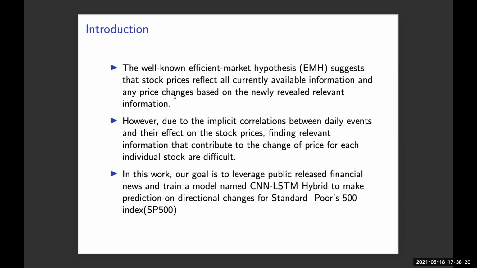So my proposed model is a hybrid model of CNN plus LSTM, which is used to predict the trend, whether the stock will go up, which I denoted by 1, or whether it will go down, which is denoted by 0.